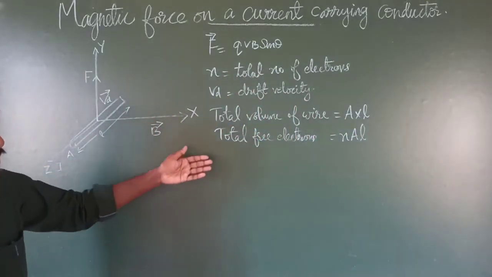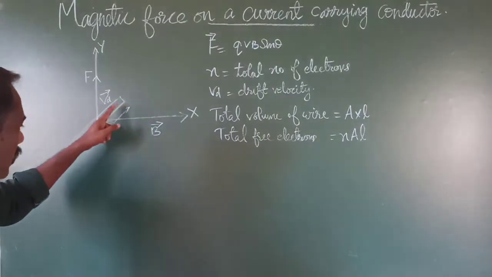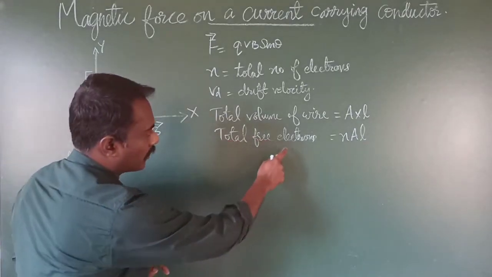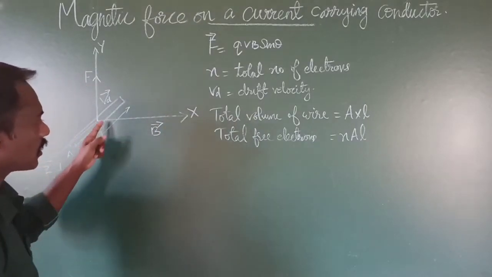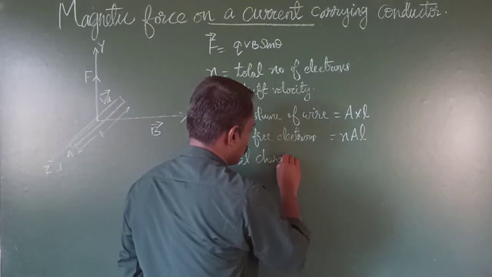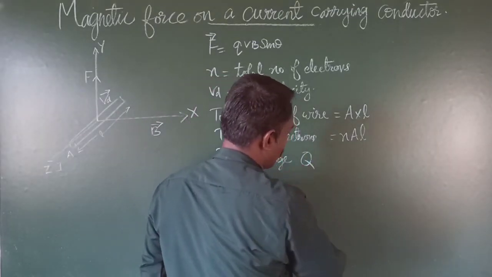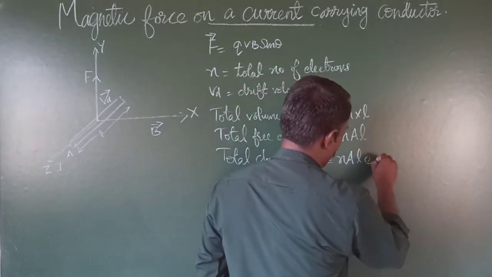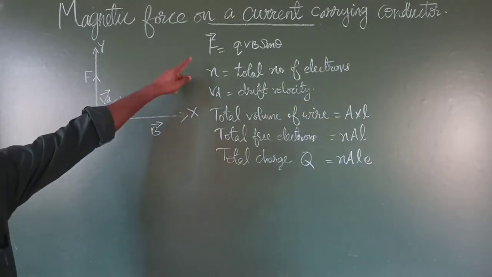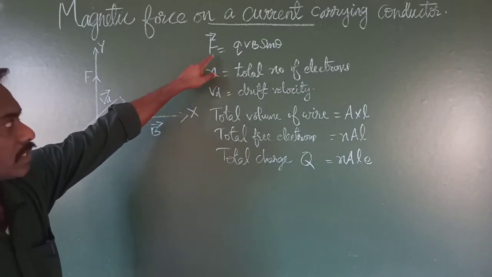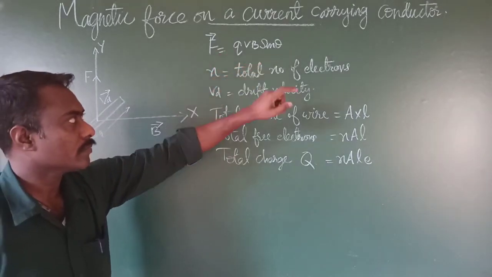Then what will be the total charge moving along the conductor? When the charge of one electron is multiplied with the total number of free electrons, we get the total charge. Total charge, represented by Q, is n into A into L into e. Now the force exerted on a moving charge is given as F is equal to Q V B sin theta.